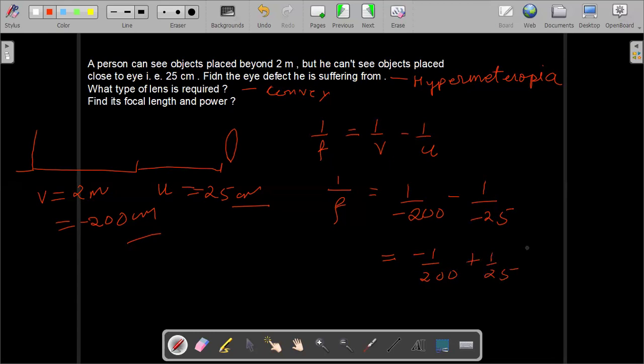You obtain the LCM, which is 200. You get 200 here, and this becomes negative 8 plus 1. So you get negative 7 by 200. So 1 by f is equal to negative 7 by 200, and hence f would be equal to negative 200 by 7 centimeter. Can anyone find the power? What will be the power of the lens?